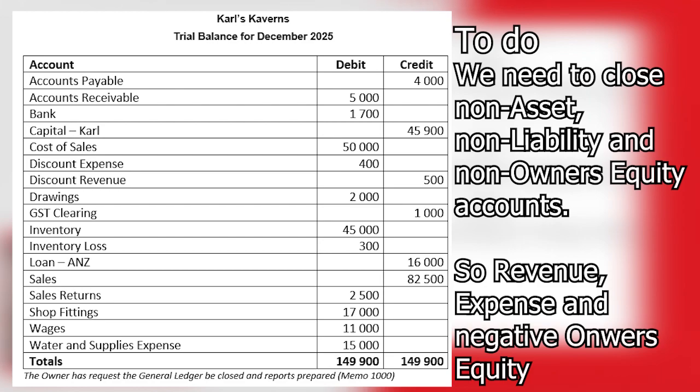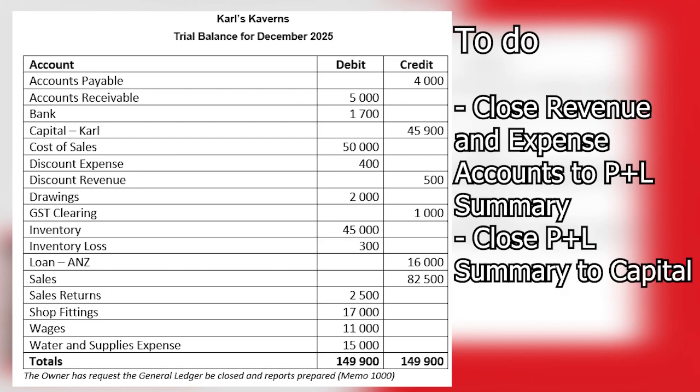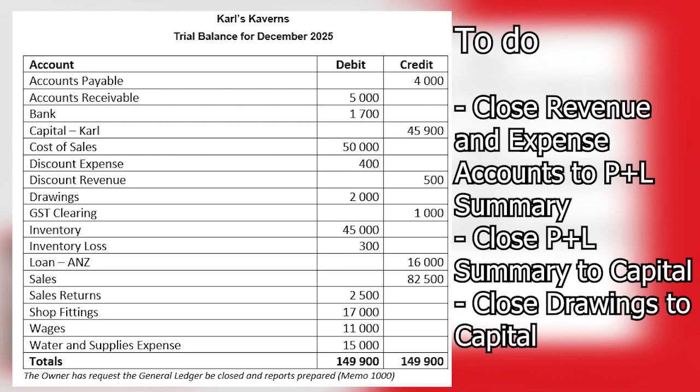So, how do we do all this? The first thing we're going to do is close off our revenues to the P&L summary. We're then going to close off the expenses to the P&L summary. We're then going to close the P&L summary. Yes, we've already opened the P&L summary. We're now going to close it straight away to the capital account. We're going to then close drawings to the capital account. And then lastly, we're going to use all that information to create an income statement.